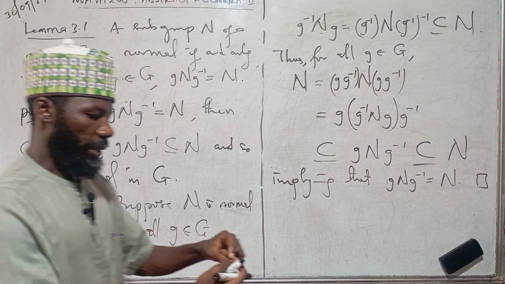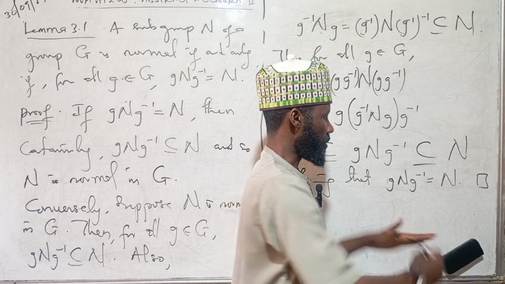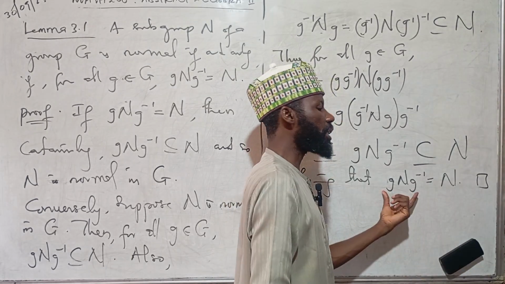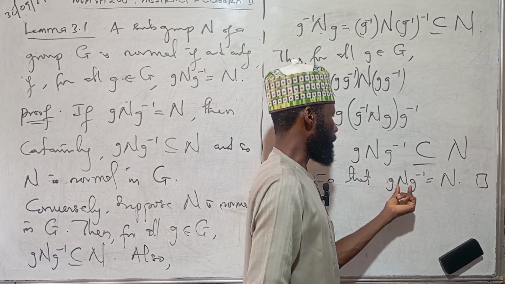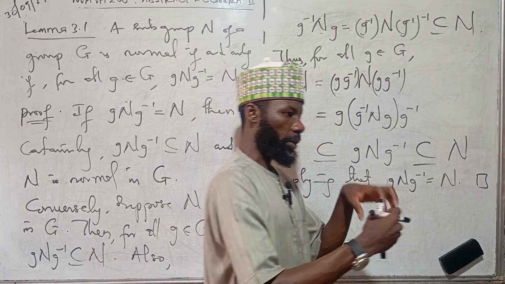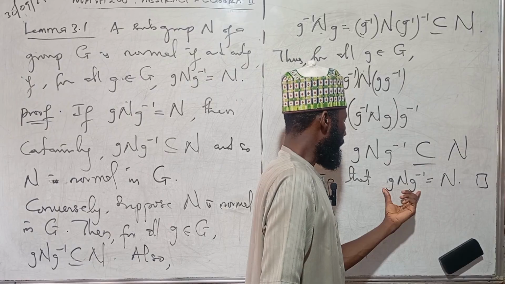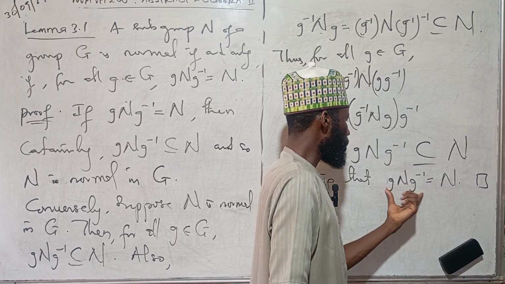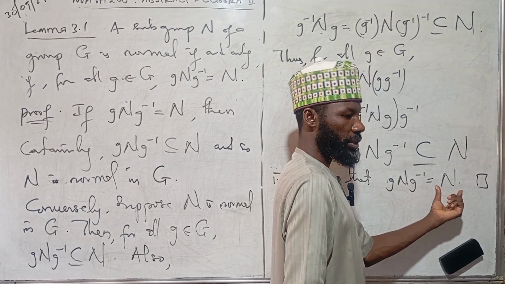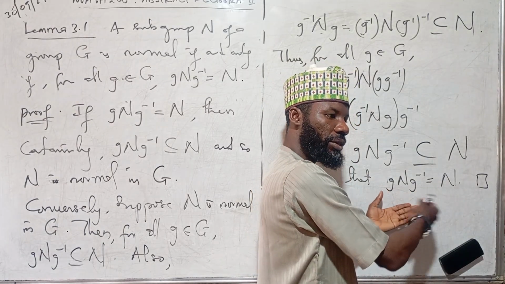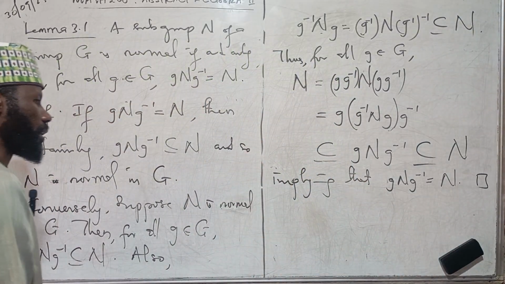So not only that if a subgroup is normal, this conjugate will be a subset of N. In fact, equality will happen. It will always be, for all G, the conjugate. This is called conjugate. I'm using this terminology, but we are coming to introduce the notion of conjugacy relation, and then you will see. So this conjugate of N by G for every G will always be equal to N. This is a stronger condition than saying subset. So the lemma is making it stronger.